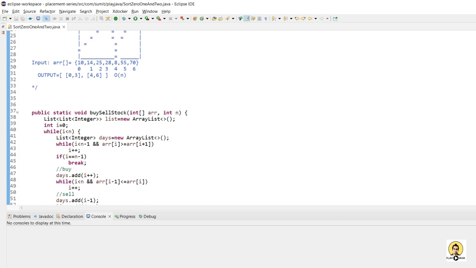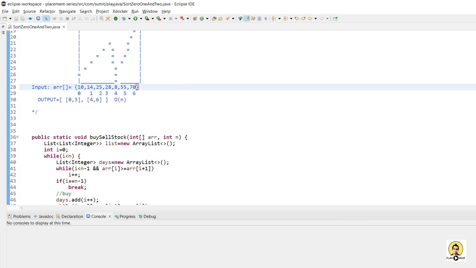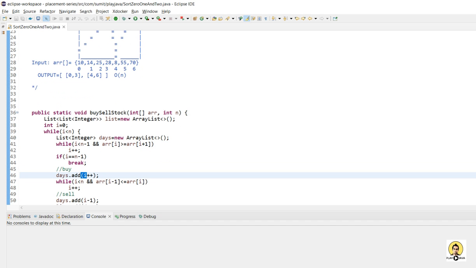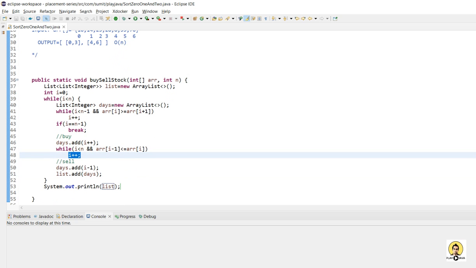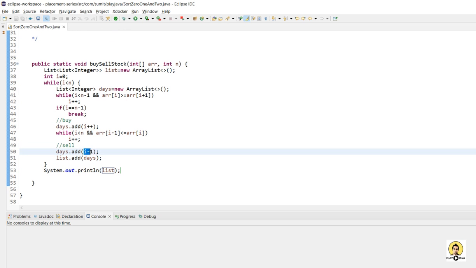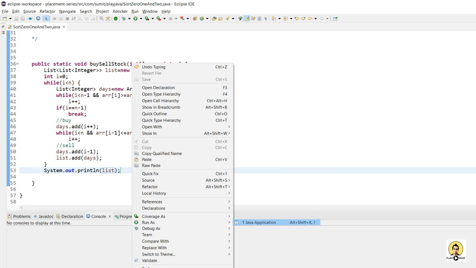So what we have done, we have started on day 0 and went till that point where the current share was greater than the next share. Just after that we found that the current share is not greater than the next share, we bought that share, and after that we checked whether the current share comes out to be lesser than the next share, then we sold the previous one. So that is this day minus 1. So this is how the list should look like, and let me run it as a Java application.